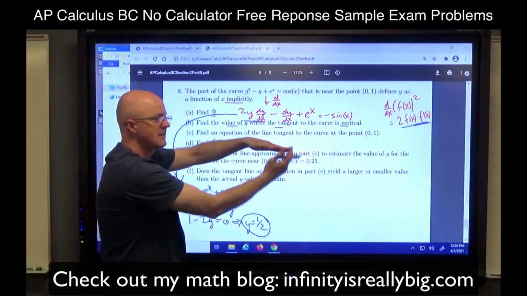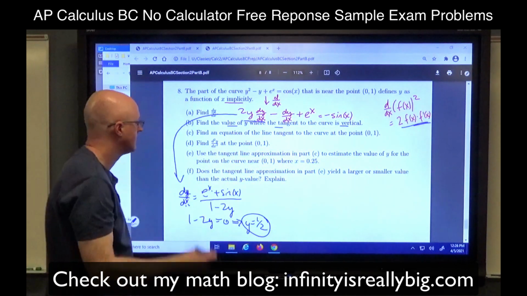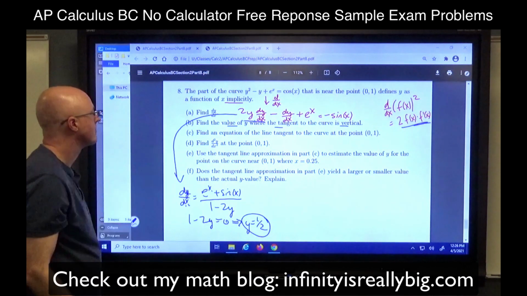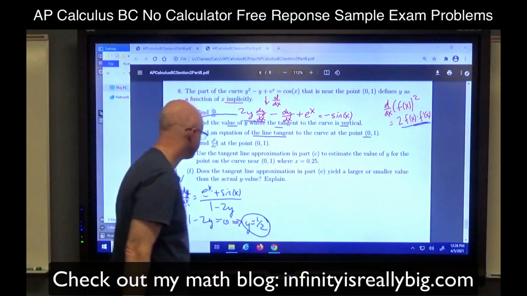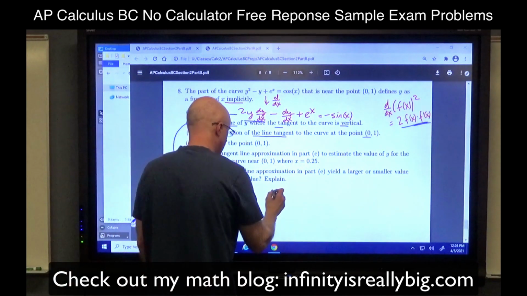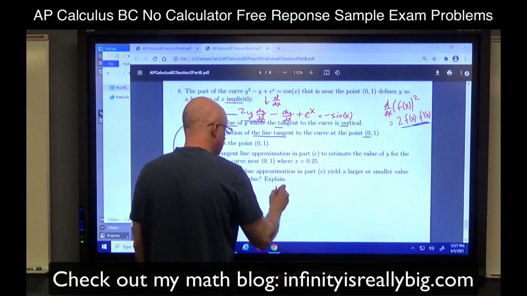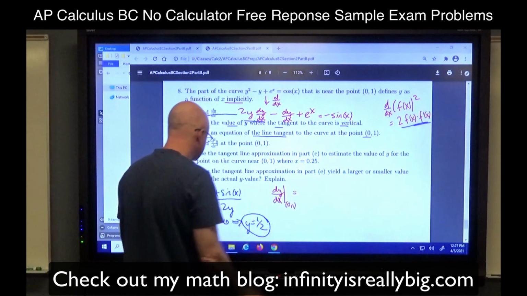Vertical tangents along the line y equals 1/2 when the two graphs cross. Part C, find an equation of the line tangent at point (0, 1). So I have to find the slope there, using the derivative dy/dx, evaluated at the point (0, 1). X is 0, y is 1. It's not as hard as it looks.